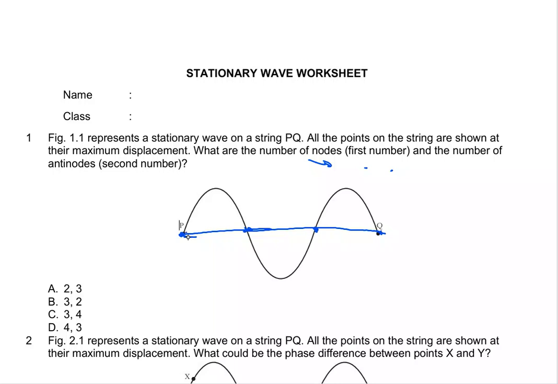So we have 1, 2, 3, 4 nodes, and the antinodes are the particles at maximum displacement: 1, 2, 3. So we have 3 antinodes.